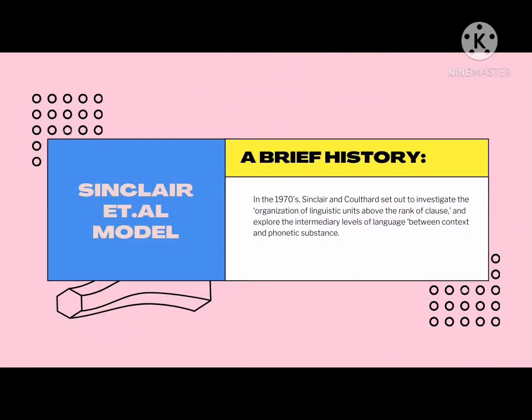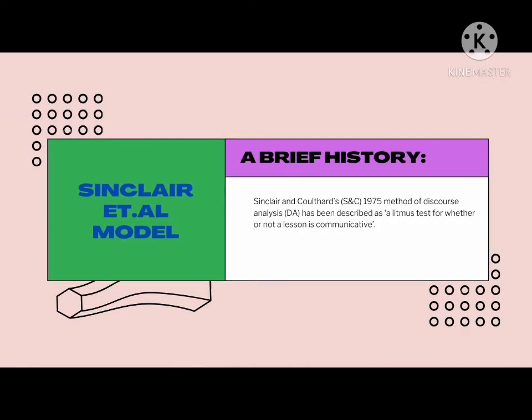The S&C model has served as a starting point for discourse analysis and a basis for more current models of discourse analysis, and certainly, it appears to have been often adopted by respected TEFL and linguistic researchers. This discourse model has been described as the litmus test for whether or not a lesson is communicative. That's because it tackles how communication takes place between teachers and students.